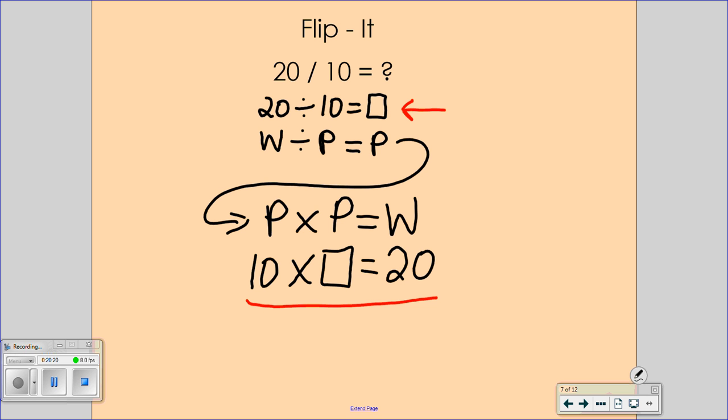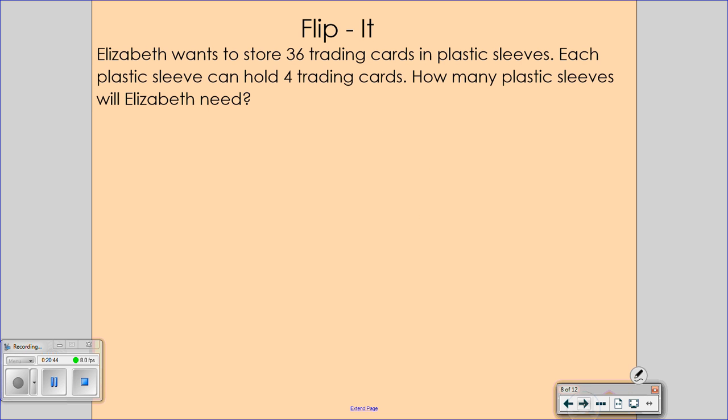10 times something equals 20. What? 10 times what equals 20? You should all have your hands up because you know your 2s, 5s, and 10s. Aiden? 2. 10 times 2 is 20, which means 20 divided by 10 is what? 2. Alright, let's try another word problem.